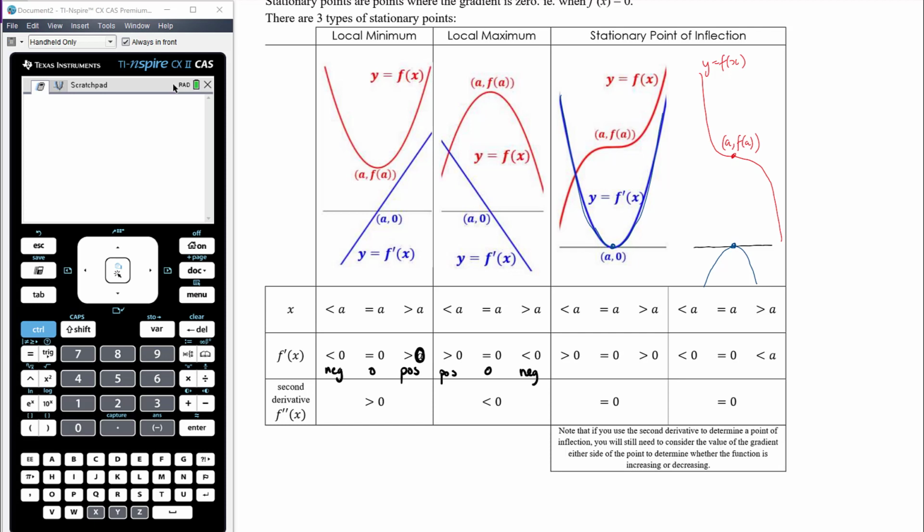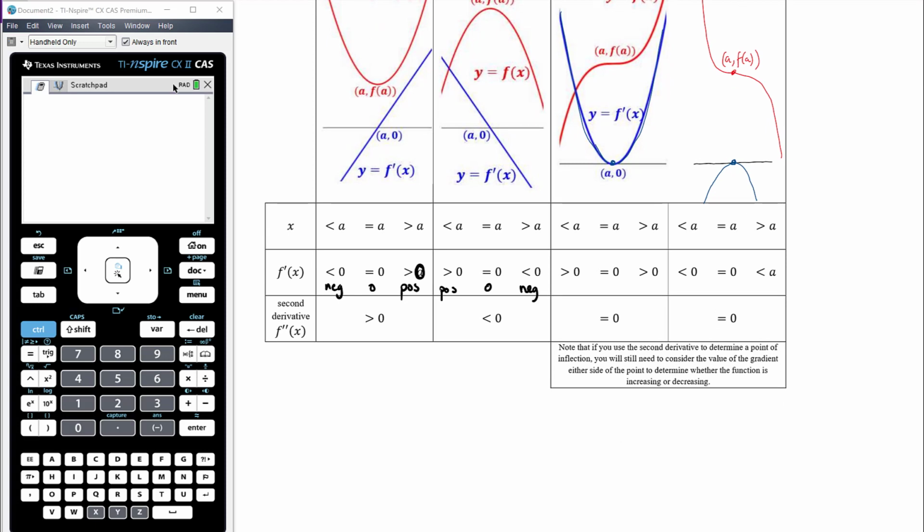So again, what's key is thinking about the sign of the gradient either side of the stationary point. This is called a sign diagram. We'll talk more about that. So for example, looking at the left-hand diagram here, when x is a, the gradient is 0. When x is less than a, the gradient is bigger than 0, positive. At a, it's 0, and when x is bigger than a, it is positive again. In the second stationary point, we would have negative gradient, followed by 0 gradient, followed by negative gradient.